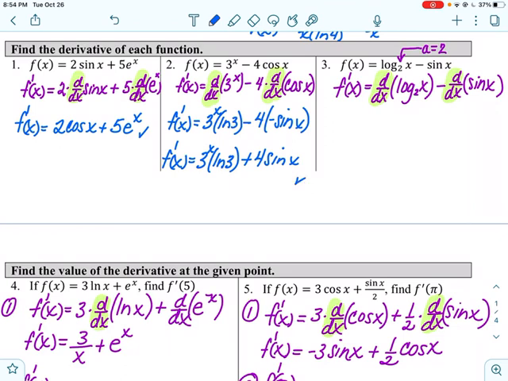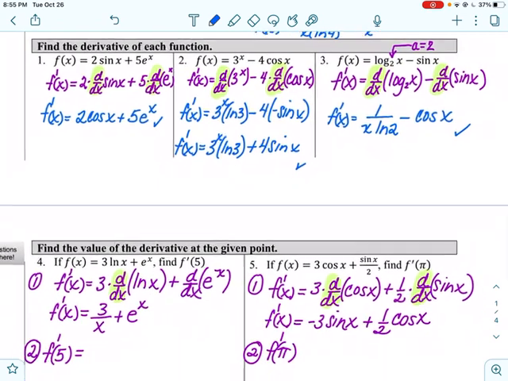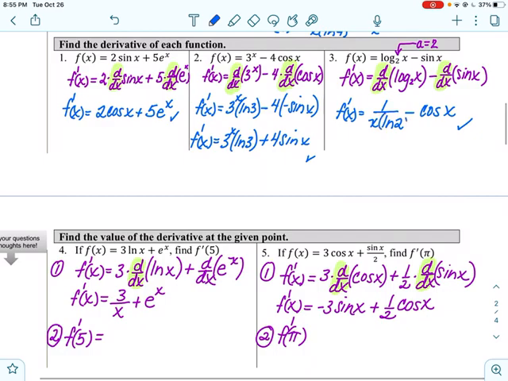Then for the last one, we have f of x is equal to log base 2. So a is 2 for this one. So the logarithm, I have f prime of x, the derivative of log base 2, would then be equal to 1 over x times ln of 2 minus the derivative of sine x, which is cosine x. Okay, now we can always take a little bit of time to manipulate things, but that would be our final answer. We could get a common denominator if we wanted to.